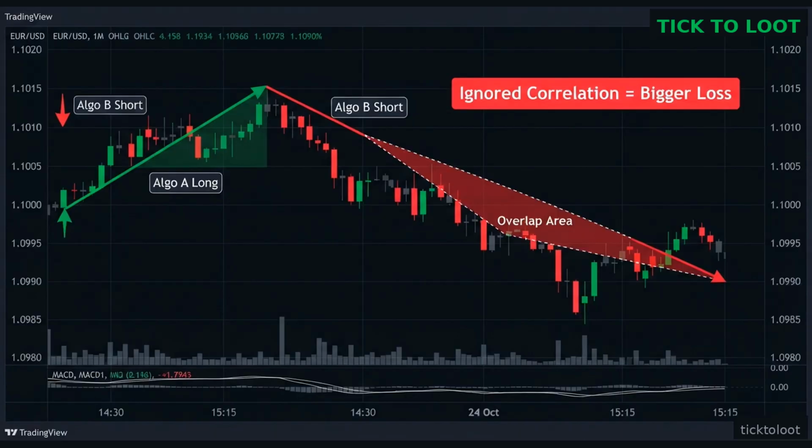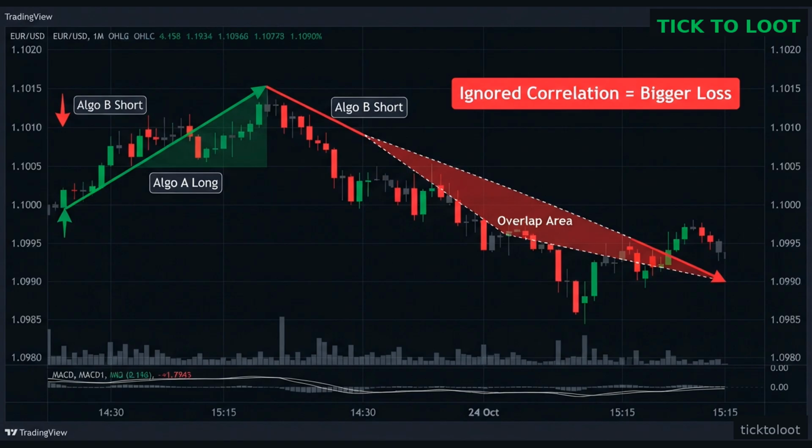Now let's see what happens when we ignore the overlap between two algorithms. Imagine you have two simple bots, Algo A and Algo B, each designed to trade the same currency pair, Euro over USD. Algo A is a buy-the-dip bot. It opens a long position when the price drops to a certain level, say 1.1000. Algo B, on the other hand, is a sell-on rally bot. It opens a short position when the price climbs a little higher, perhaps 1.1010.